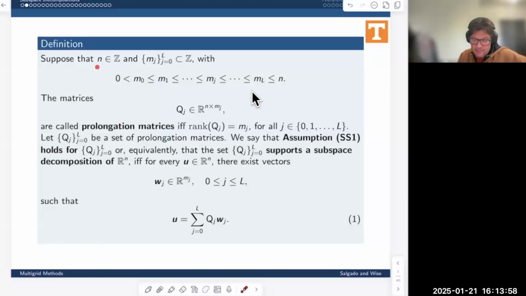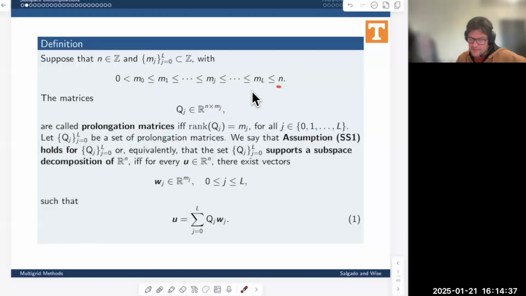So suppose that n is some positive integer, and we have a collection of positive integers that have this hierarchical structure: M0 is less than or equal to M1, which is less than or equal to ML, which is less than or equal to N. And consider the following matrices Qj. Qj are tall and thin matrices. That's because the number of rows is equal to n, which is this large number here, and the number of columns is equal to mj, which is maybe significantly less.